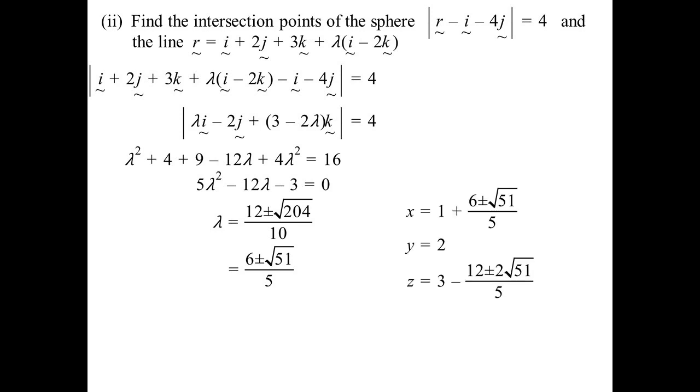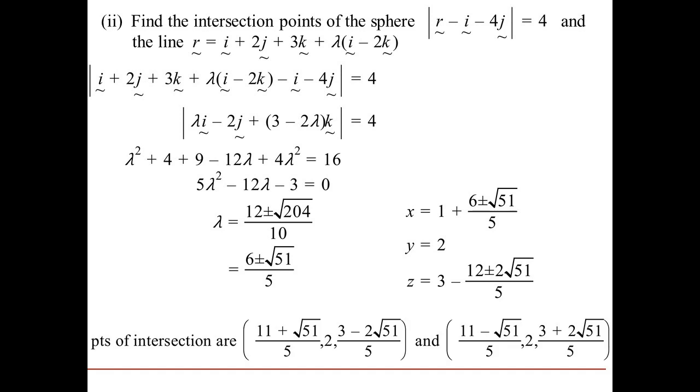Now, the equation of the line, I've written it in parametric form, or vector form if you like, to make it easier. So I'm looking at it and going, oh, well, x would equal 1 plus lambda. Y would equal 2. Oh, there is no lambda with the j's, so it's just 2. Z would equal 3 minus 2 lambda. So I just simply substitute in the lambda that I found into that, and I have my coordinates of the 2 points to separate them out.